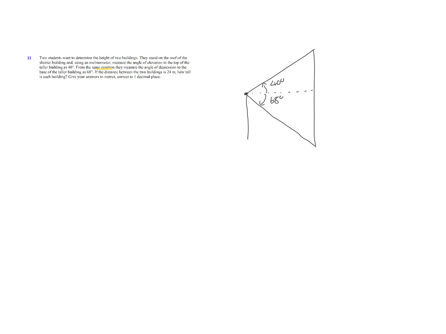If the distance between the two buildings is 24 meters, so that's 24 meters, how tall is each building? Give your answers in meters, and we're working correct to 1 decimal place. So I want the height of each building. Call the shorter one x, the taller one y is what I want to work out. In order to do that, I'll also call this point A, B, C, and D.